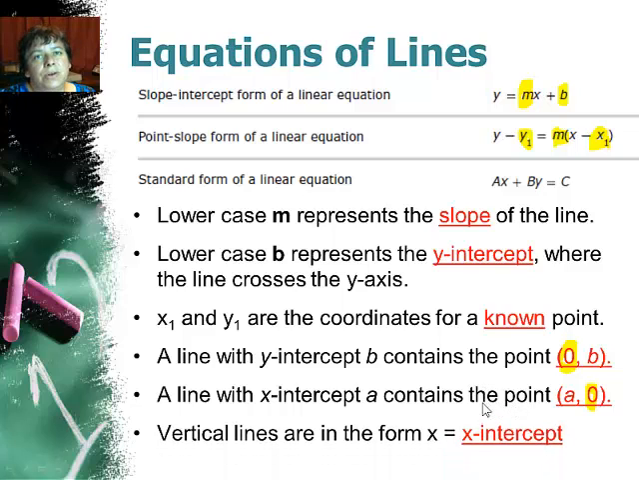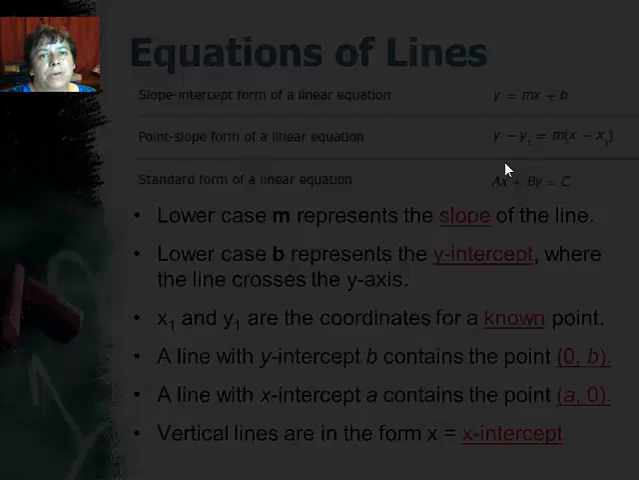Vertical lines are in the form x = whatever that intercept is. Notice it's not y, and it's not on your math chart. So you're expected to know that vertical lines are x = whatever that number is where it crosses on the x-axis, also known as the x-intercept.